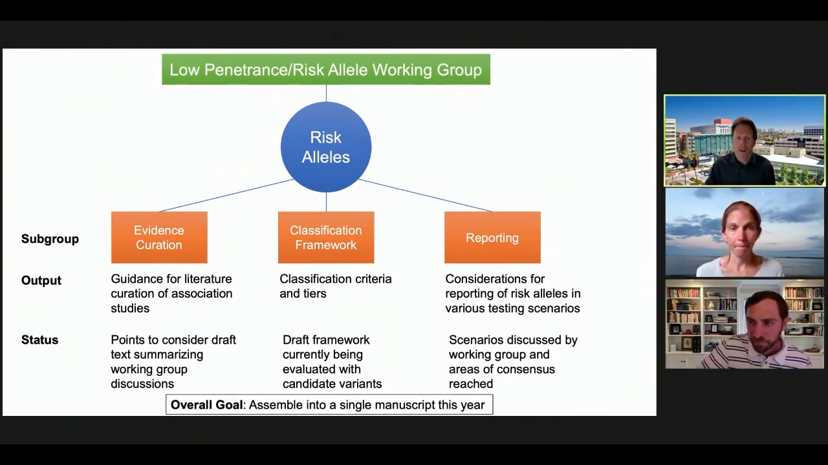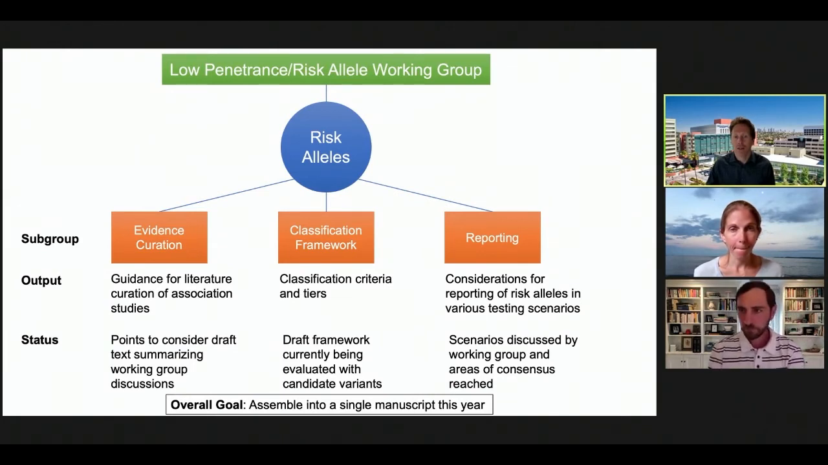All right, so let me quickly reintroduce myself. I'm Ryan Schmidt, from Children's Hospital Los Angeles and University of Southern California. It's been a privilege to work with Matt and Marcy and all the rest of you in the context of this working group. My main goal is to sum up some of the work we've done over the past year, which has been focused on risk alleles.